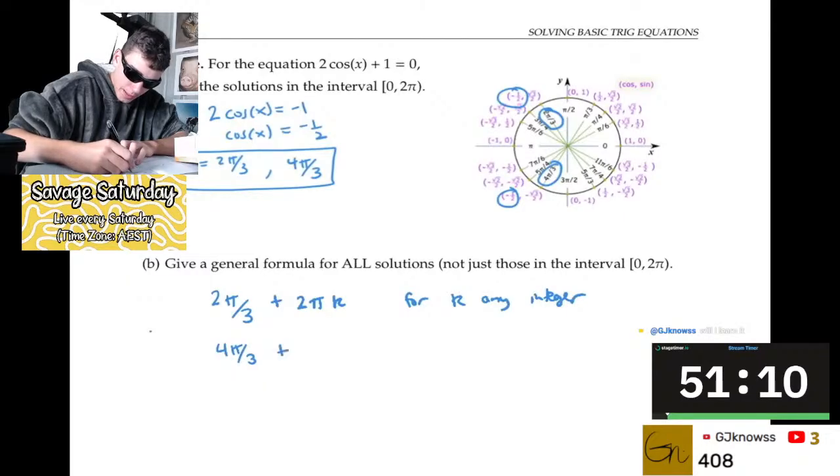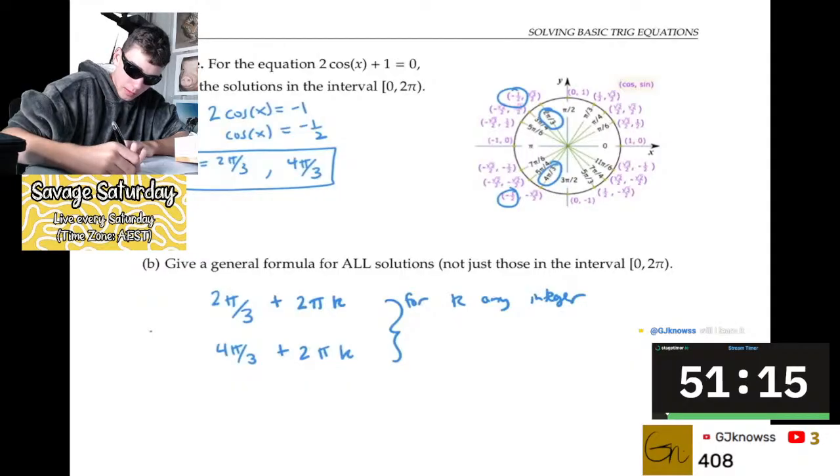Similarly, I can write 4 pi over 3 plus 2 pi k to capture all solutions based on the principal solution 4 pi over 3 by adding and subtracting multiples of 2 pi. This is my final solution.